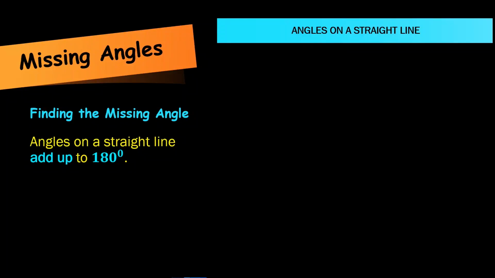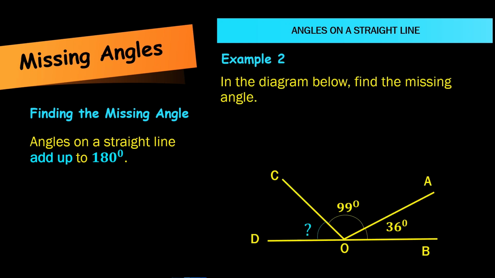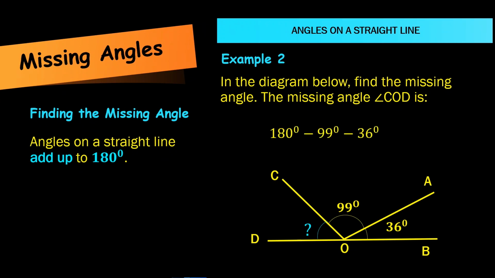Angles on a straight line add up to 180 degrees. Let's see if we can find missing angles on a straight line. In the diagram shown on your screen, find the missing angle. The missing angle COD is 180 degrees minus 99 degrees minus 36 degrees. So here's the angle COD.